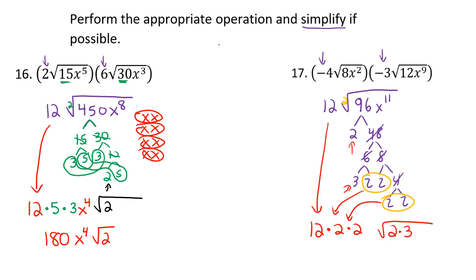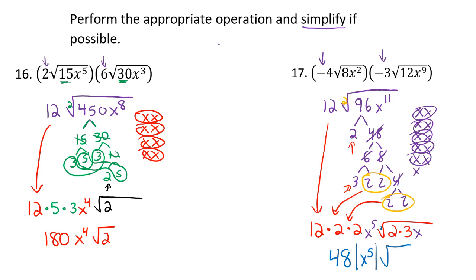I have 11 x's. 1, 2, that's 4, 6, 8, 10, 11. 1, 2, 3, 4, 5. So I'll have x to the 5th with an x still on the inside because it couldn't be circled. So 12 times 2 times 2 is 48. And this time we have an even index with an odd exponent, so it gets absolute value signs. 2 times 3 is 6, x. And we've got our answer.